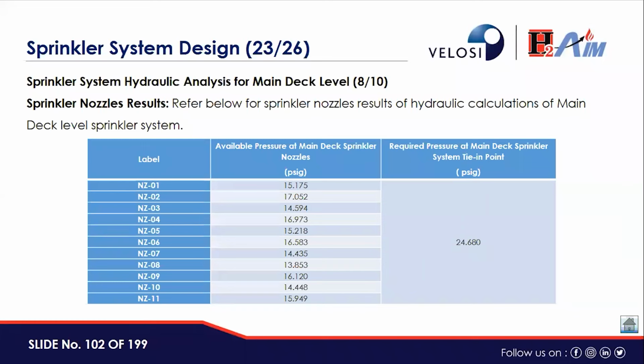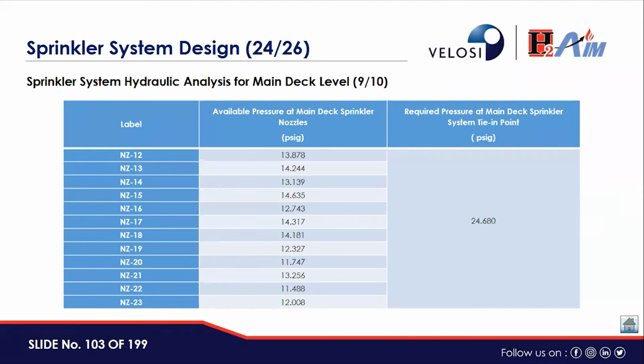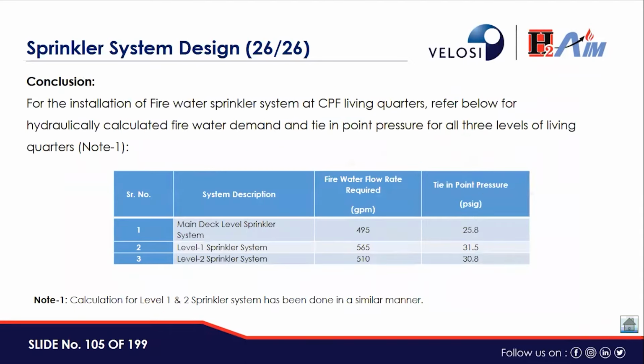So available pressure at main deck sprinkler nozzles for each nozzle is this much, and the required pressure at main deck sprinkler system time points is calculated as 24.68 psig. Similarly for the other nozzles. So this is the conclusion of the sprinkler system design.